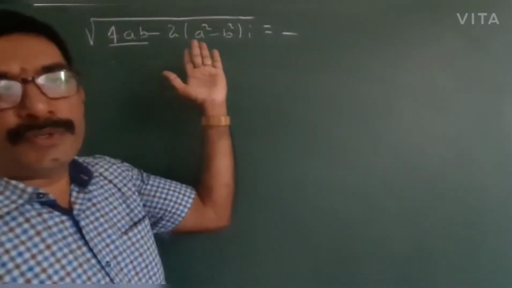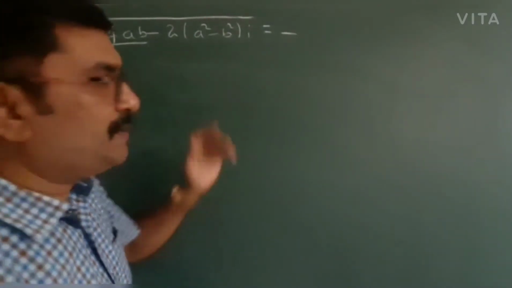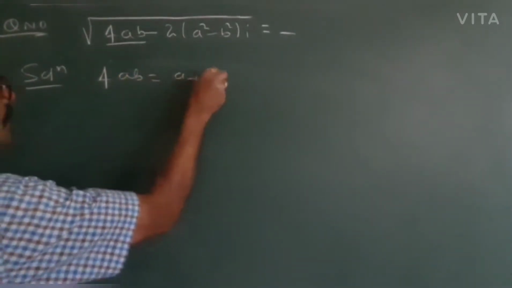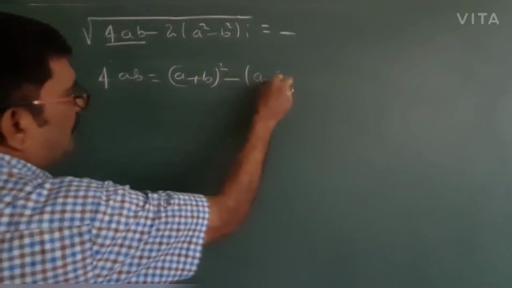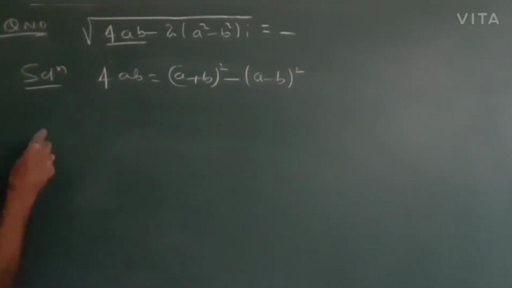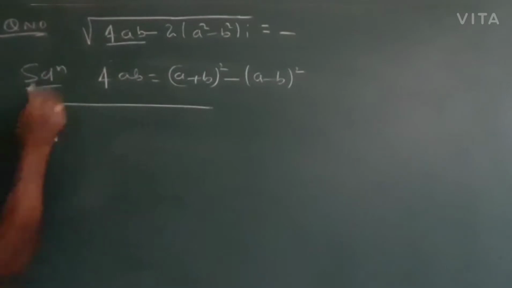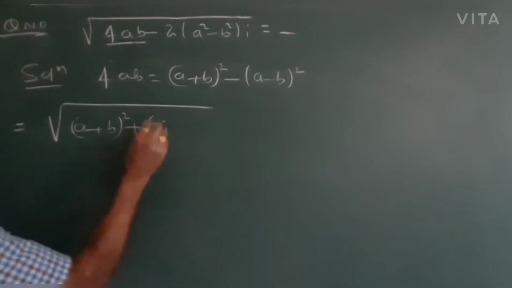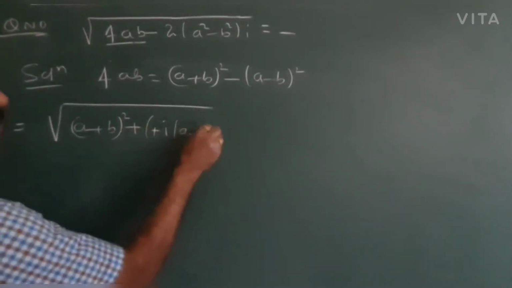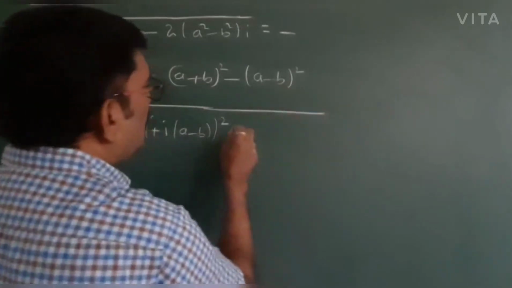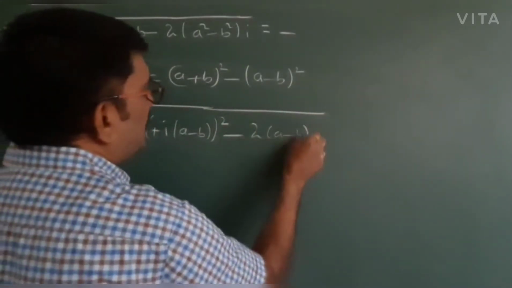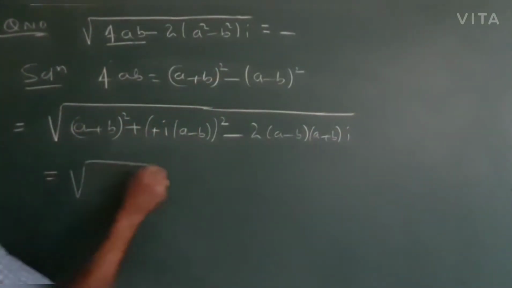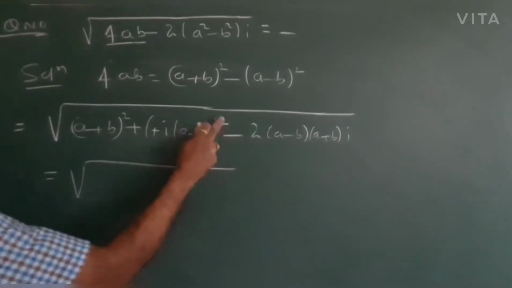We have to find out the square root of a complex number. I take this 4ab as a plus b whole square minus a minus b whole square, right? So therefore, I can write this one as a plus b whole square plus i into a minus b whole square, right? Minus, as it is, a minus b into a plus b into i. This can be written as, if I take this as i square, it becomes minus 1.